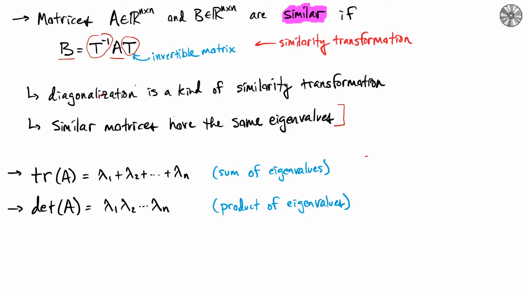This makes sense in the context of our discussion on diagonalization. If we diagonalize A and we get lambda, that lambda is the diagonal matrix of all of the eigenvalues of A, and so inherently they automatically have the same eigenvalues. Some other interesting properties about eigenvalues are that the trace of A is equal to the sum of the eigenvalues, and the determinant of A is equal to the product of the eigenvalues.